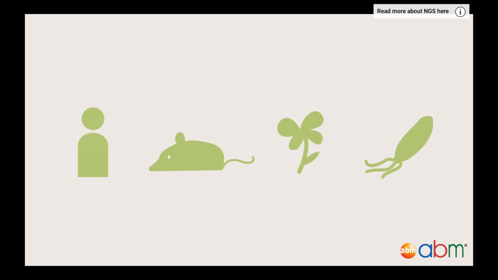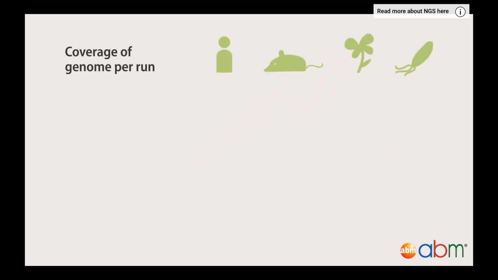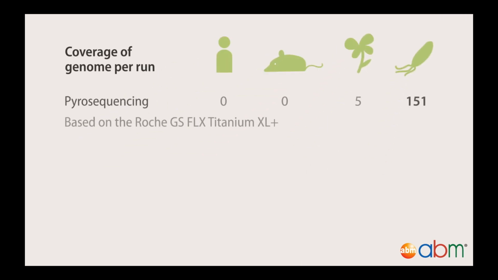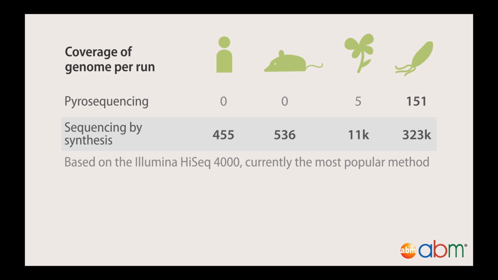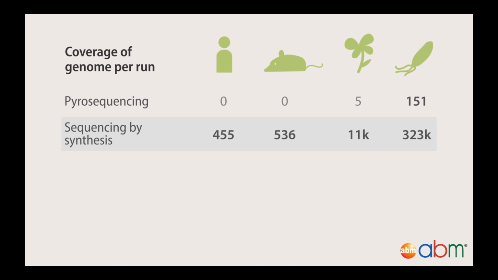For whole genome sequencing data to be useful, a minimum of 30 times coverage is required. As can be seen, the pyrosequencing method is only able to sequence the E. coli genome at enough coverage to result in valid data. The sequencing by synthesis method, which is the most popular method currently on the market, is able to generate hundreds of coverage per run. In fact, with this machine, it is possible to sequence 15 individuals within 3.5 days.